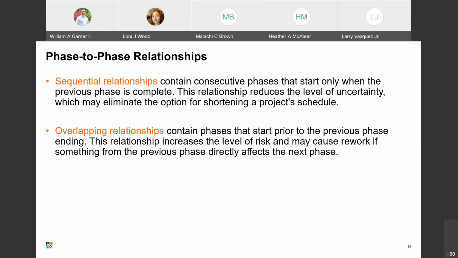This relationship reduces the level of uncertainty, which may eliminate the option for shortening the project schedule. Overlapping relationships contain phases that start prior to the previous phase ending. This relationship increases the level of risk and may cause rework if something from the previous phase directly affects the next phase.